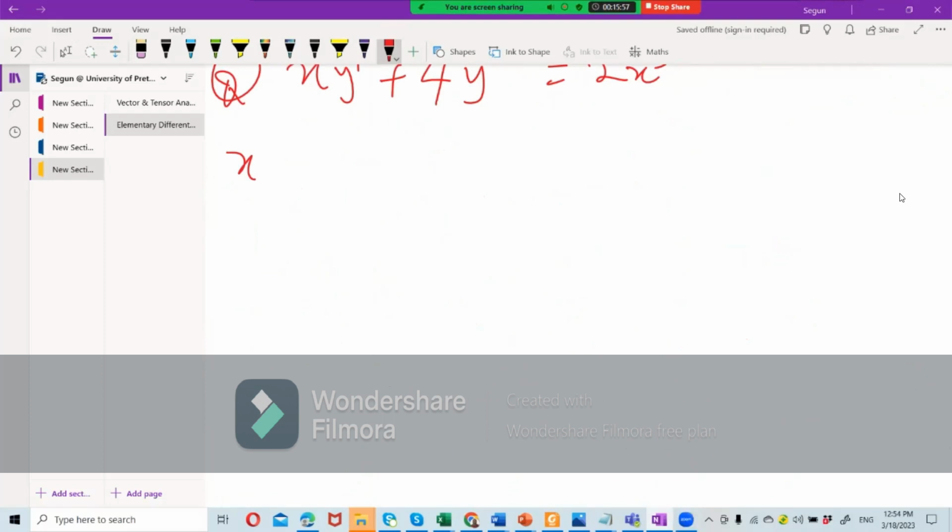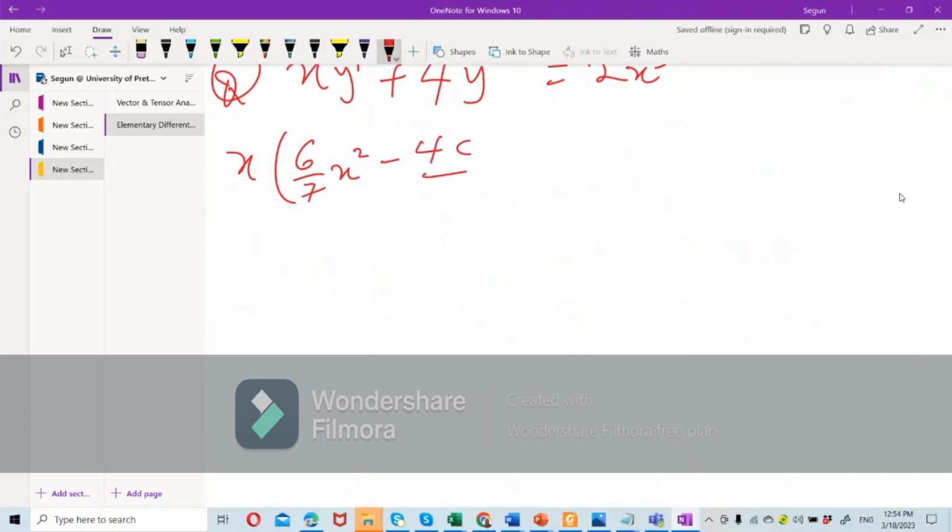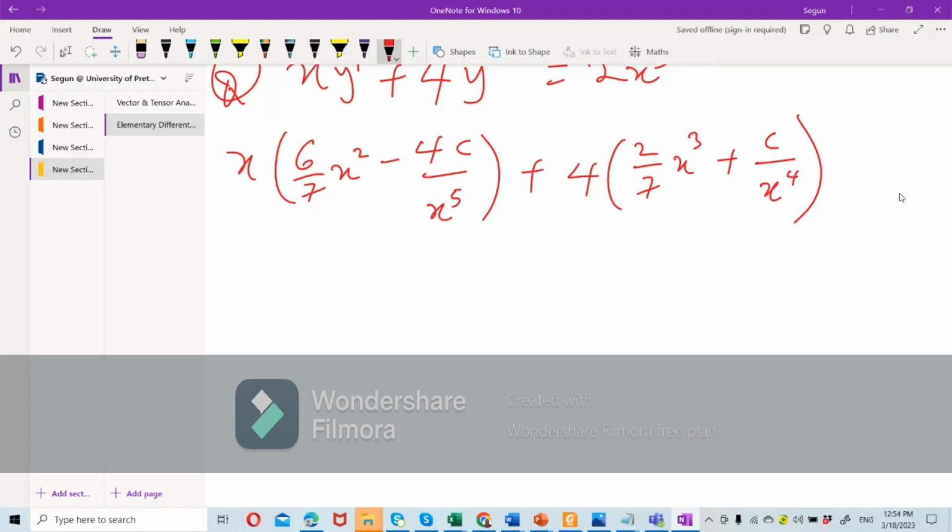Let's see. I have x times my y'. My y' is 6/7 x^2 minus 4c over x^5, plus 4y. What is my y? My y is 2/7 x^3 plus c over x^4. Let's see whether, if you open this bracket, you get 2x^3. That means you are right.